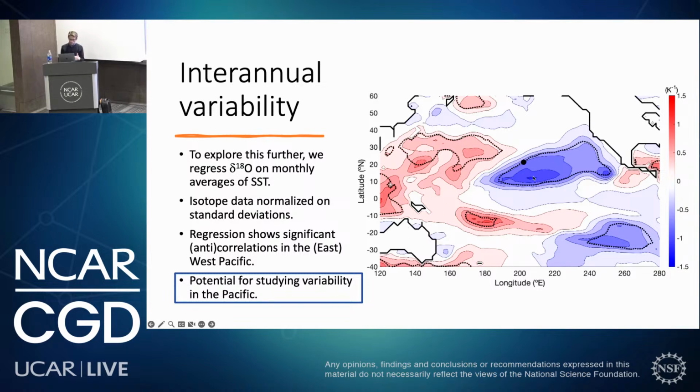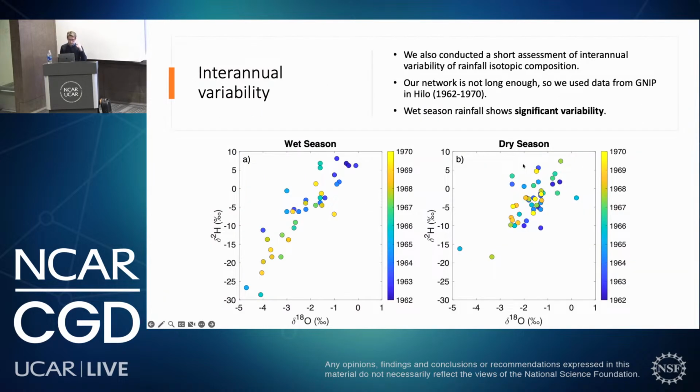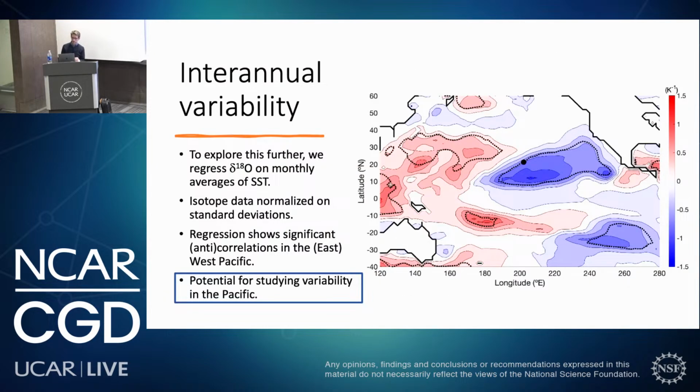This suggests that when the Central Pacific gets warm, then the water isotopes become more depleted. And when the Western Pacific becomes warmer, then water isotopes become more enriched. Of course, this only includes 8 years of data from GNIP, so this is too short, let's say, to draw some final conclusion.